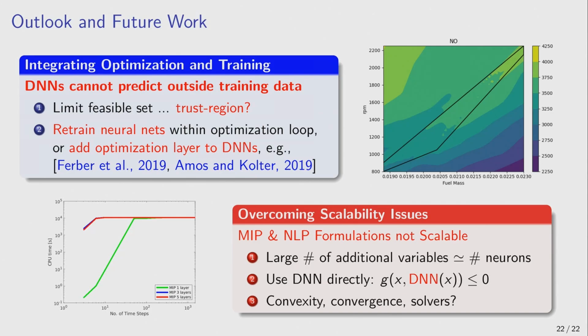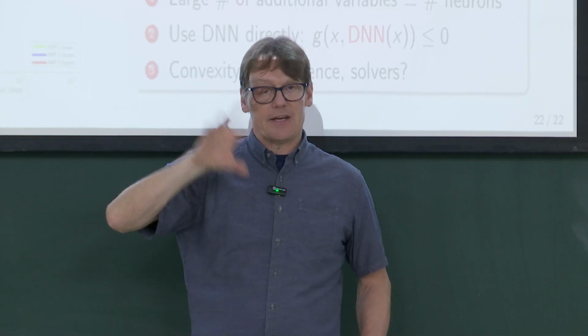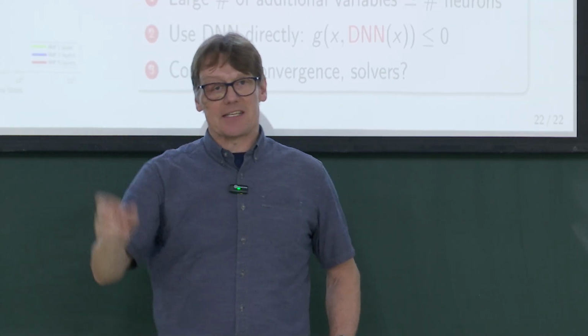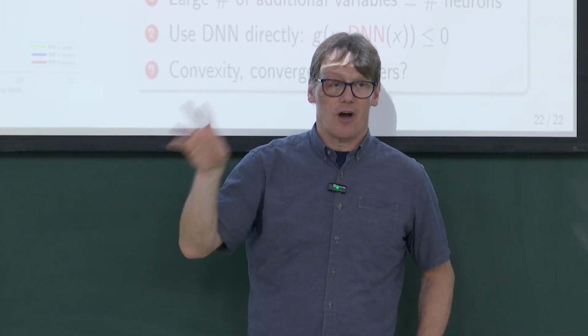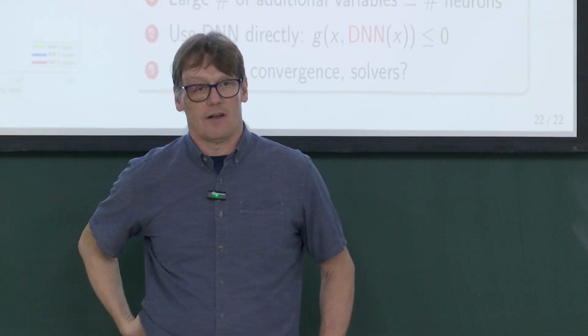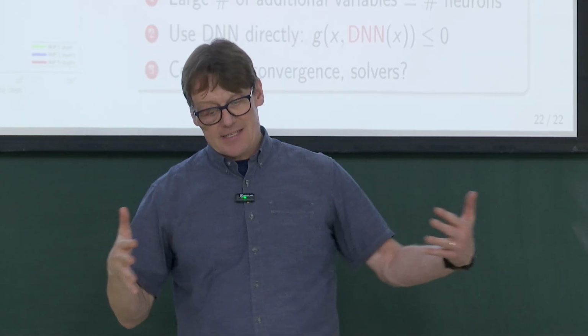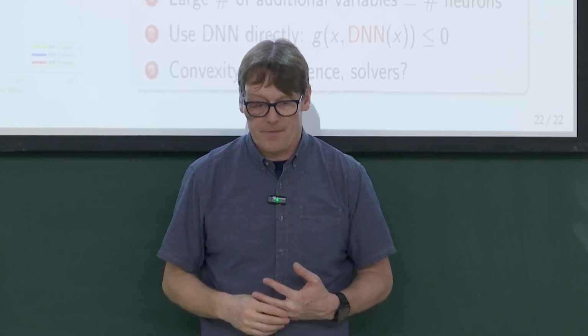And in particular, retraining neural networks is one thing. There are some interesting papers recently by these authors here who were looking at adding an optimization layer to your neural network. So you actually train the neural network to find an optimal solution, and the layer that you're adding is essentially the first order conditions of the optimization problem that you want to solve. So you can add these first order conditions and then somehow learn optimal solutions.